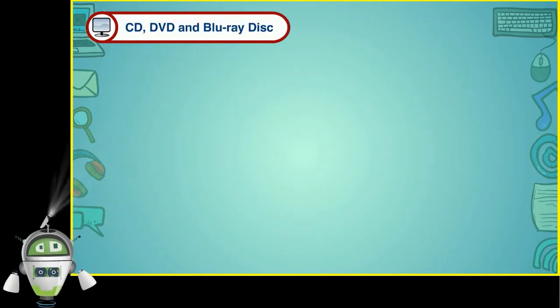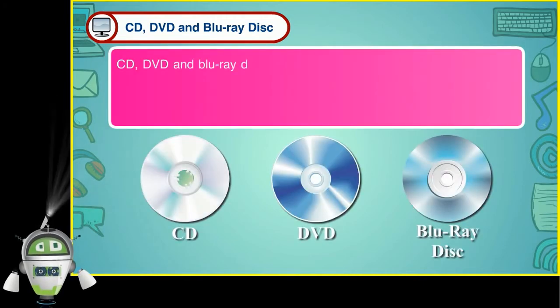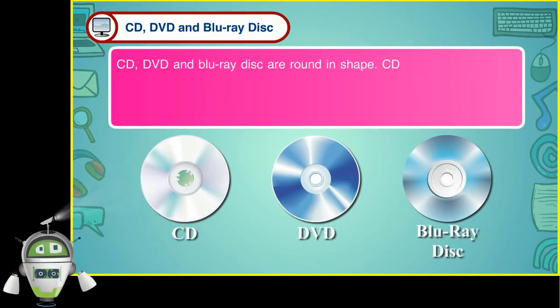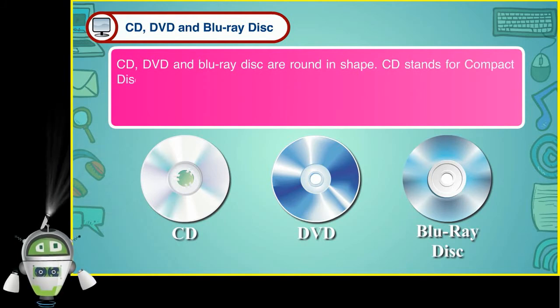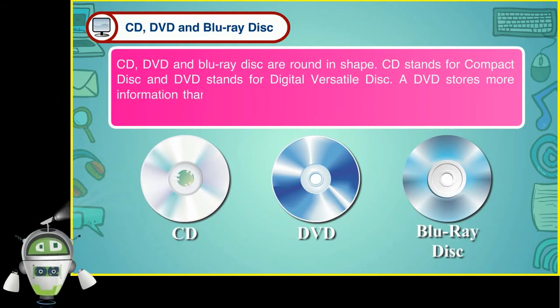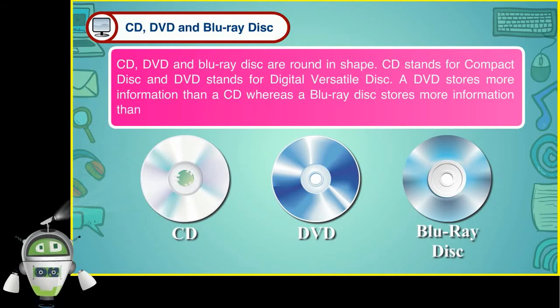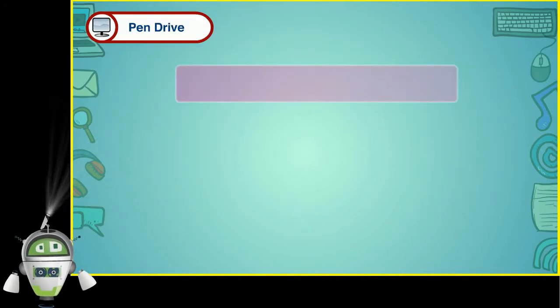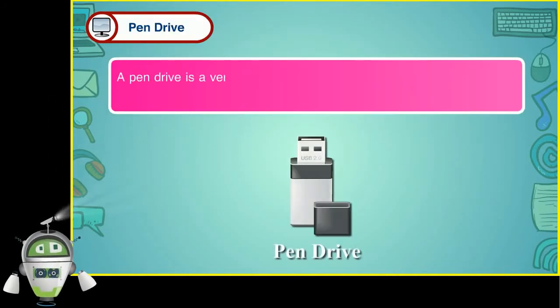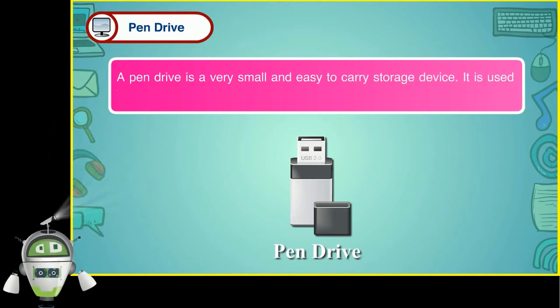CD, DVD, and Blu-ray disc. CD, DVD, and Blu-ray disc are round in shape. CD stands for compact disc and DVD stands for digital versatile disc. A DVD stores more information than a CD, whereas a Blu-ray disc stores more information than a DVD. Pen drive. A pen drive is a very small and easy to carry storage device. It is used to store a large amount of data.